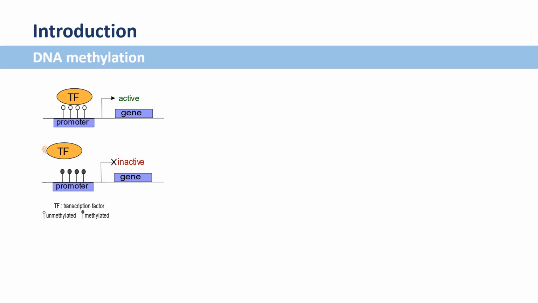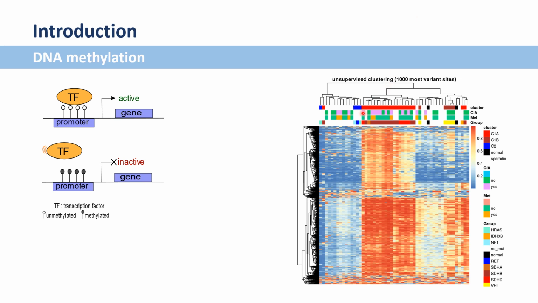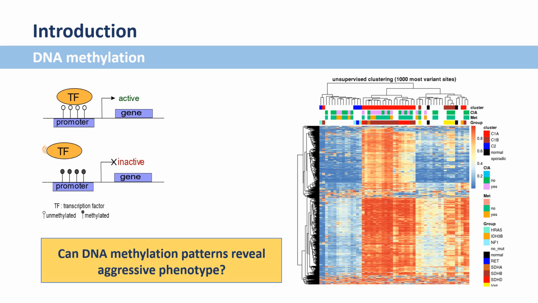DNA methylation is an epigenetic mechanism regulating gene expression, and it is often perturbed in cancer. In a nutshell, when the promoter region is methylated, the transcription factor cannot bind, causing the silencing of the gene. There is a subset of PPGLs which present global hypermethylation. The same subset also presents a higher risk of developing aggressive disease. This is what made us wonder whether the DNA methylation patterns of the tumors can reveal their aggressive potential.